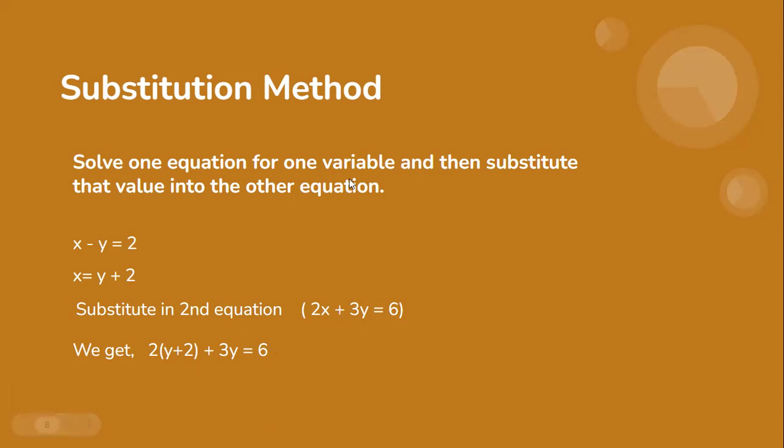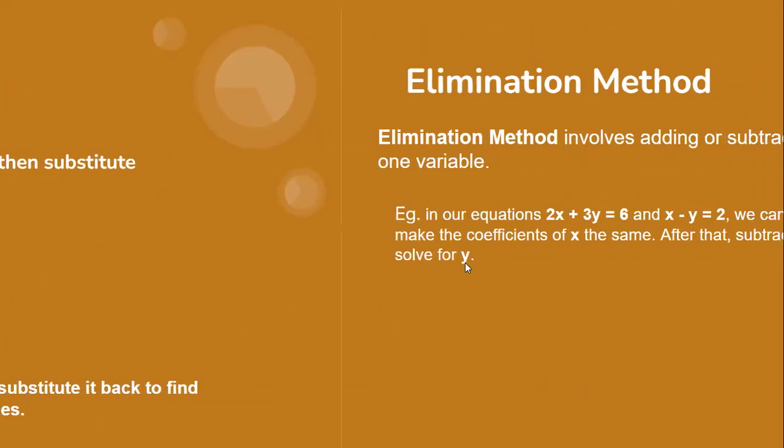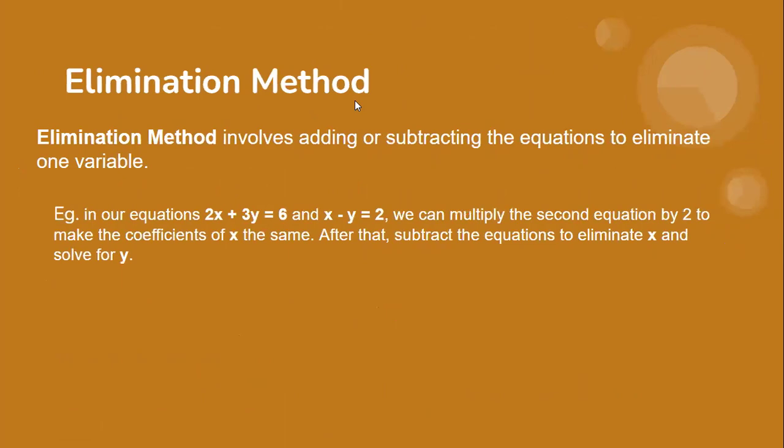So let's study the next method, which is the elimination method. So the elimination method involves adding or subtracting the equations to eliminate one variable. So the idea is to manipulate the equation so that when you add or subtract them, one variable disappears, leaving you with an equation in one variable, which is easier to solve.